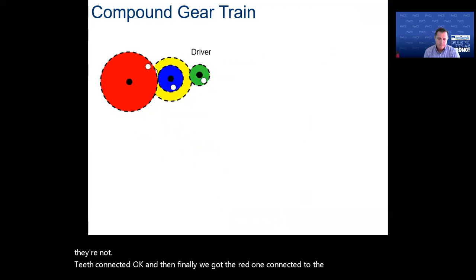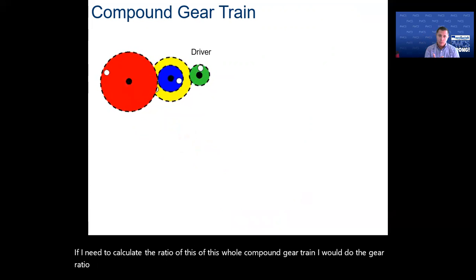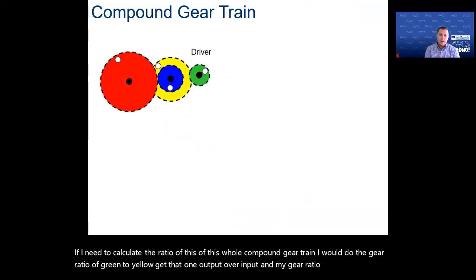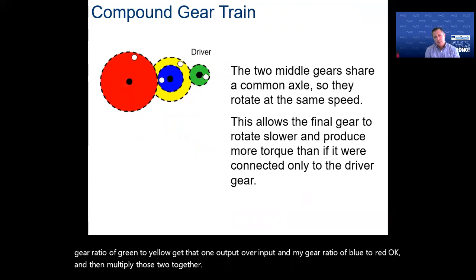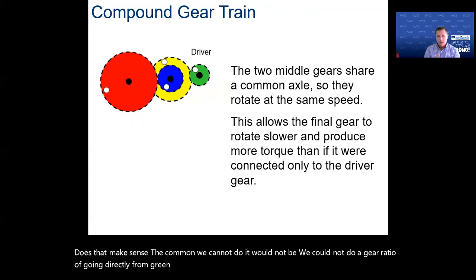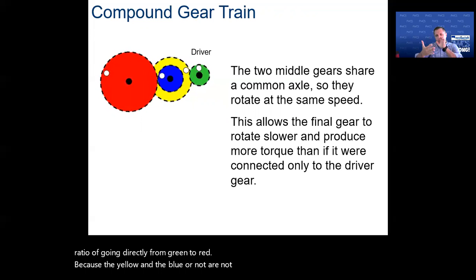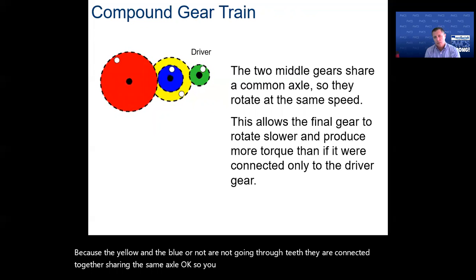If I needed to calculate the gear ratio of this whole compound gear train, I would do the gear ratio of green to yellow, output over input, and the gear ratio of blue to red, and then multiply those two together. Does that make sense? We could not do a gear ratio going directly from green to red, because the yellow and the blue are not connected through teeth. They are connected together, sharing the same axle. So you could not go just green to red on this one.